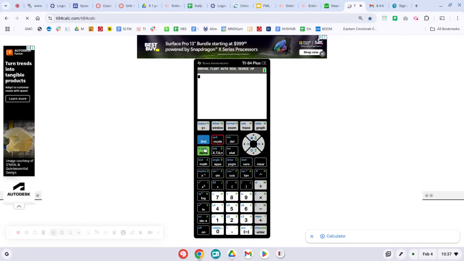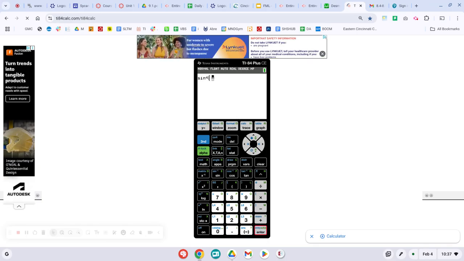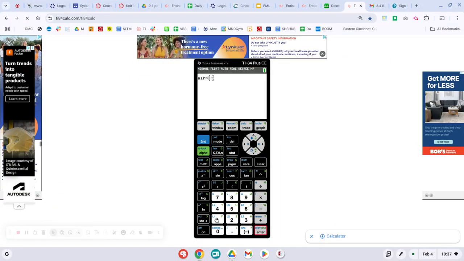So I'm going to hit second key, sine. Now I want a fraction. So I'm going to do alpha y equals enter to open up this as a fraction. Now what was my thing? 9 times the sine of 27 divided by 10, or was it the other way around? Anybody remember?